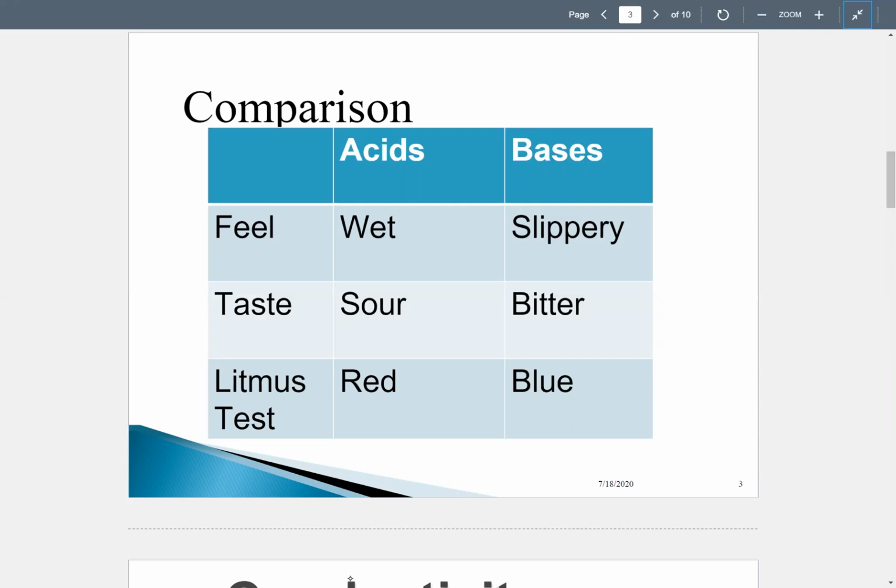There are very few exceptions. For instance, dark chocolate is bitter, a very weak base, but it's bitter and we kind of like that flavor, but we still add some things to it to kind of neutralize it.